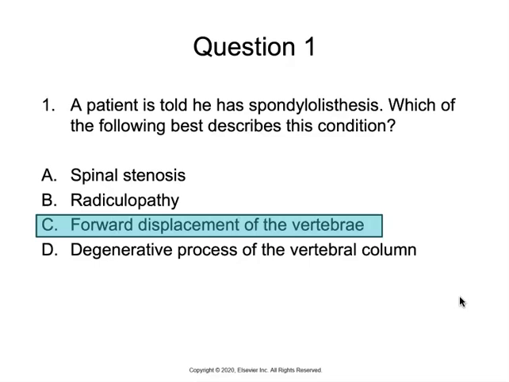We know that spondylolisthesis is a forward displacement of the deficient vertebrae. If you remember, spinal stenosis is where we had that narrowing of the spinal canal that puts pressure on our spinal nerves or cord. Radiculopathy is where we have that spinal nerve root compression, and spondylolysis is the degenerative process of the vertebral column.